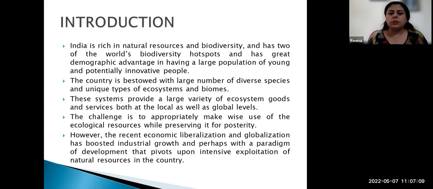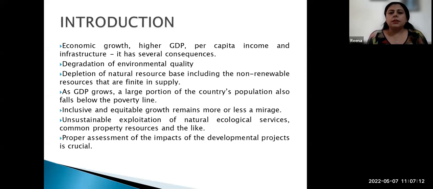And again, as we discussed in the last lecture, economic growth, higher GDP, higher per capita income, and increased requirement for infrastructure have led to several consequences like degradation of environment quality. As the GDP grows, there is again a consequence of a large population going below the poverty line. So the disparity between the richer and poorer increases when there is growth in GDP. That also needs to be balanced to ensure equitable distribution of resources, and therefore we'll be able to achieve sustainable development goals.